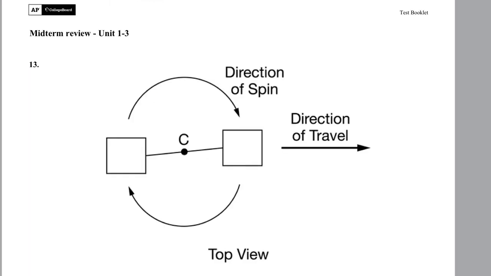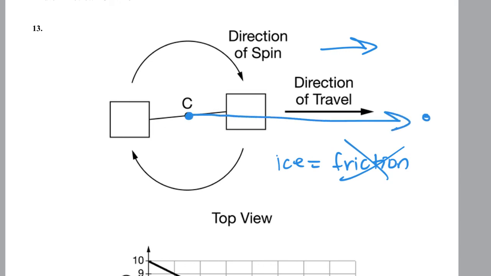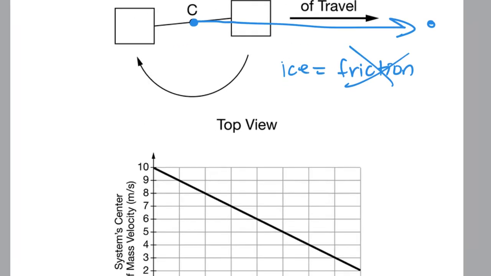Okay, number 13 looks difficult, but it's really not that bad. Whenever we look at these, the blocks are going to be traveling on ice. If it's traveling on ice, there's not really going to be much friction. So friction is going to be a no-go. Their direction of travel is in this direction. And even though these blocks are going to be traveling in a circle, their center of mass is right here. So as a whole, the center of mass travels from here to here. Okay? So it's going to be translational, not spinning in willy-nilly circles, just in one directional motion.